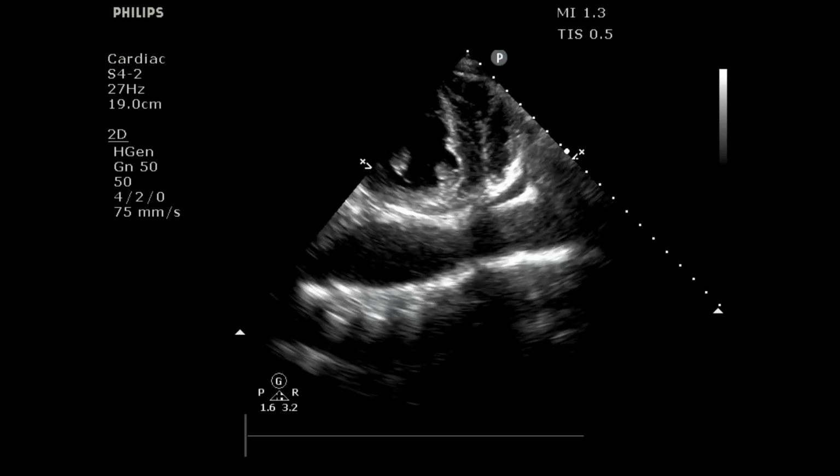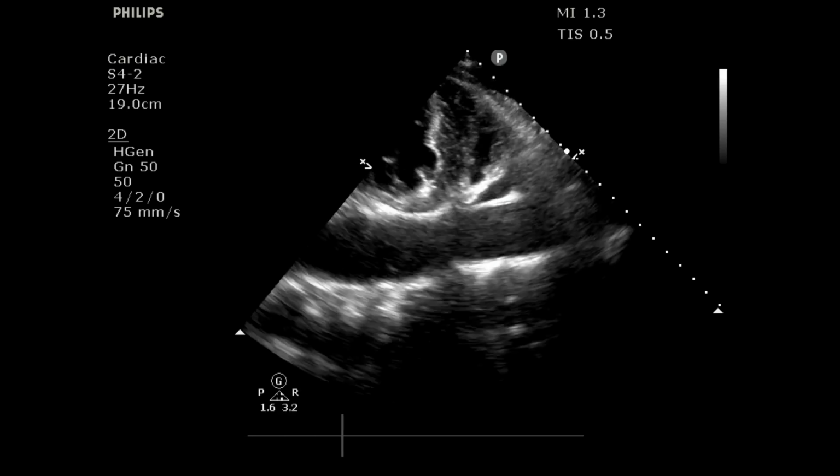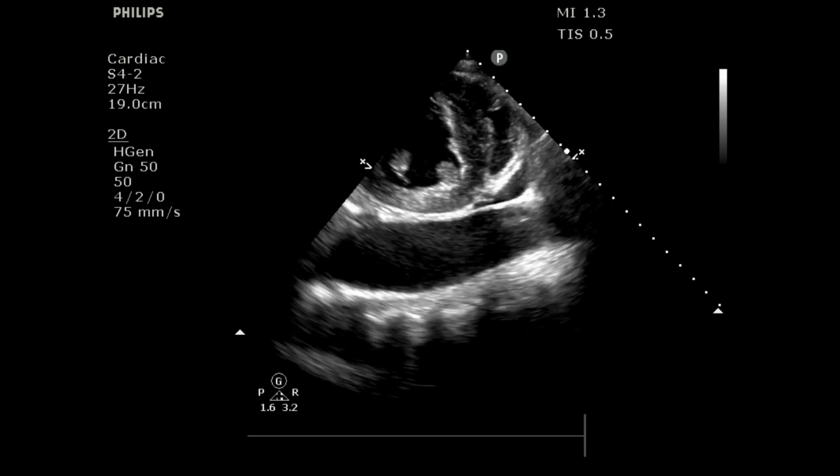So we move on to that. We saw that and thought, this is kind of interesting. Let's interrogate that a little bit further, because we have a patient who arrested and got ROSC, and now we have a large dilated descending thoracic aorta. So is it aneurysmal? Is there a dissection? So we went into long axis and scanned, here's the long axis, looking to see if we could find a dissection flap.